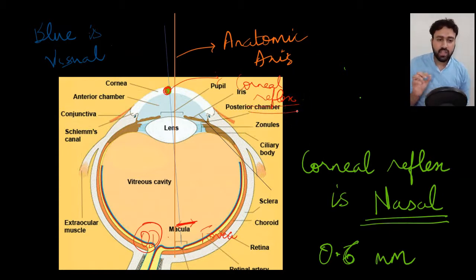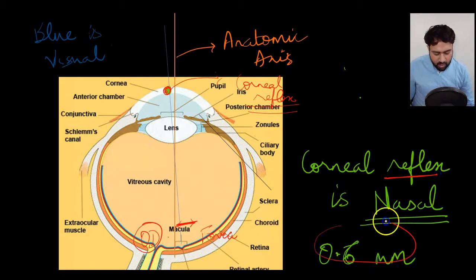So we know that the angle kappa is the angle between the visual and the pupillary axis. We know that the corneal reflex is on the nasal part of the cornea, right? This is how we measure the angle kappa clinically, right? Basically, the corneal reflex is nasal, and for a normal eye, this distance is around 0.6 mm. The corneal reflex is 0.6 mm nasal to the geometric center of the pupil, right?